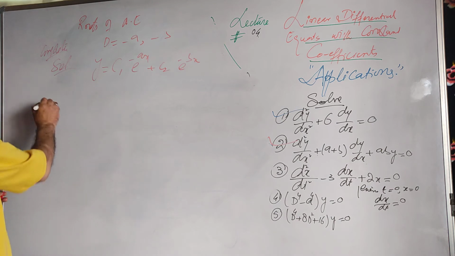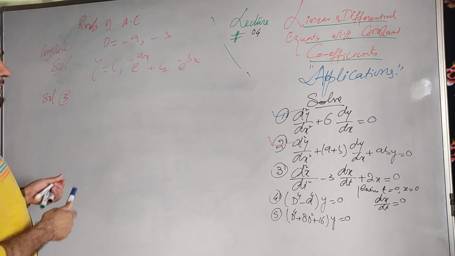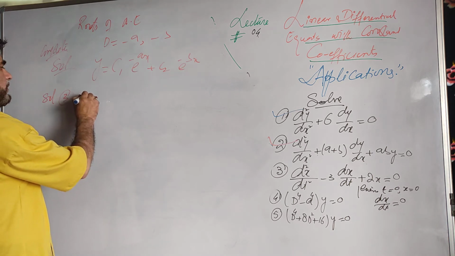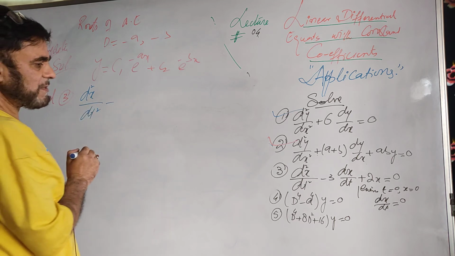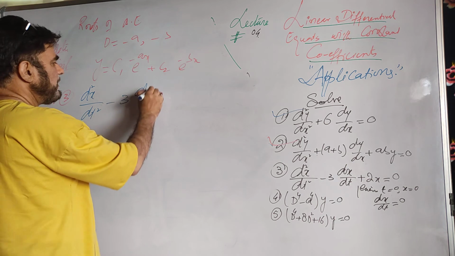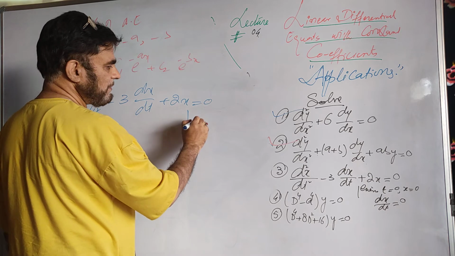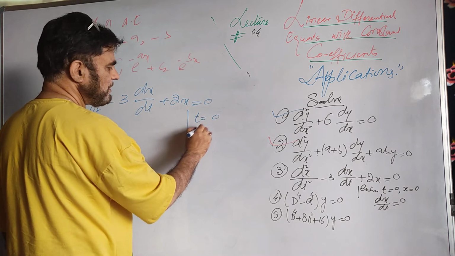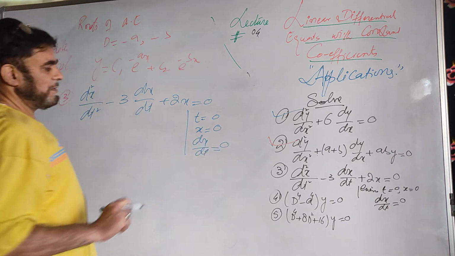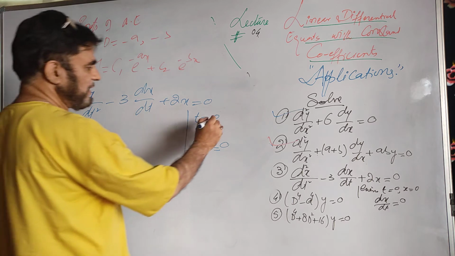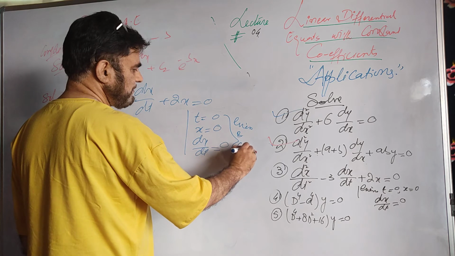Let us take another one, the solution of the third problem. Solve d2x/dt² - 3 dx/dt + 2x = 0. You are given that at t = 0, x = 0 and dx/dt = 0. These are the given boundary conditions.